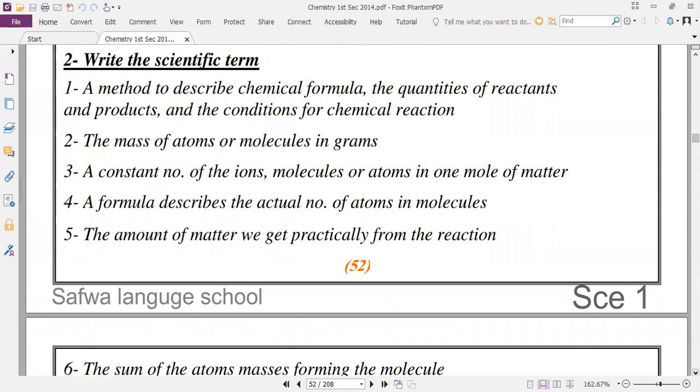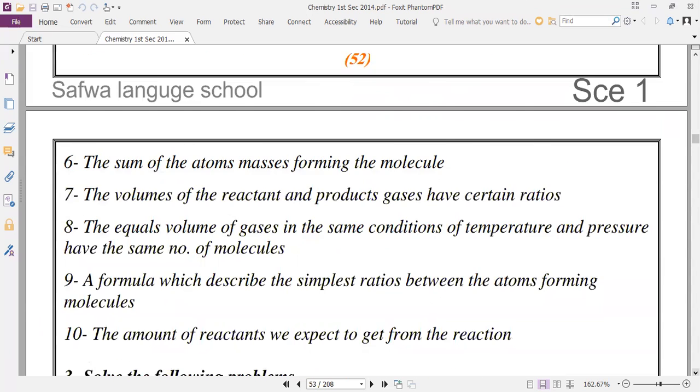Write the scientific term. Number 1 is chemical reaction. Chemical reaction. Okay, number 2. The mole. Mole. Okay, number 3. Avogadro's number. Excellent. Number 4. Molecular formula. Good. Number 5. Practical yield. Yes, as he said, practically. So, practical yield. Okay.